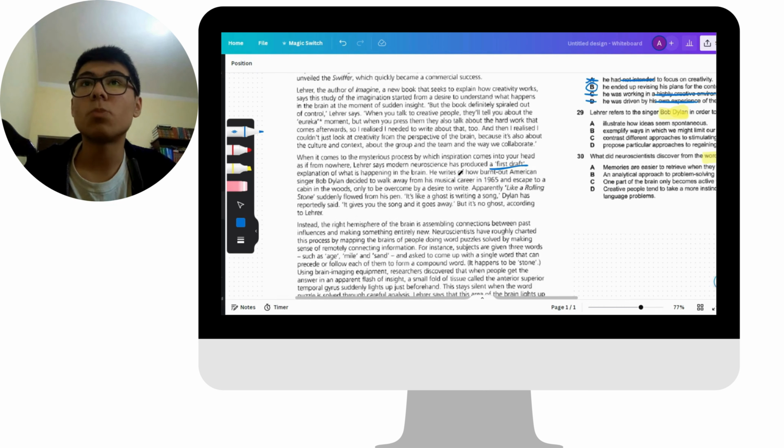He writes of how burnout American singer Bob Dylan. Now the writers started talking about Bob Dylan, who decided to walk away from his musical career in 1965 and escape to a cabin in the woods, only to be overcome by a desire to write.